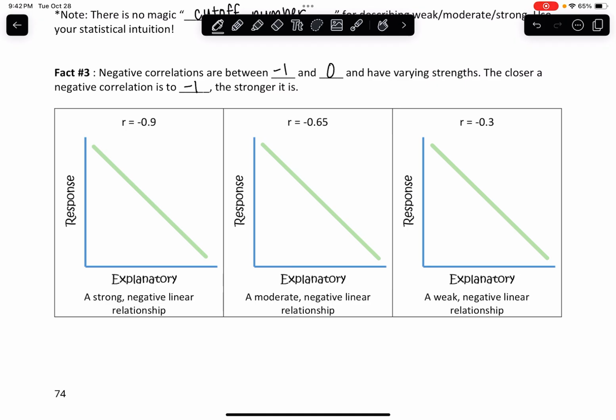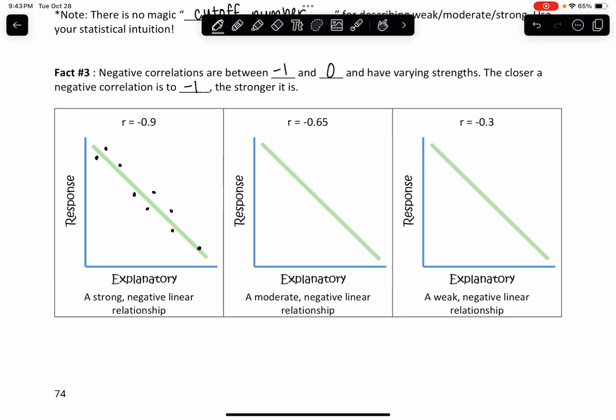So if we have an R value of -0.9, that's fairly close to -1. We're going to have our points fairly tightly packed to that line of best fit. You might have a couple that are directly on the line, but they're not in a perfect line. They're just really tightly packed to that line of best fit.